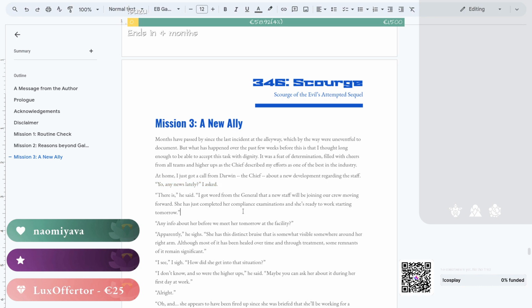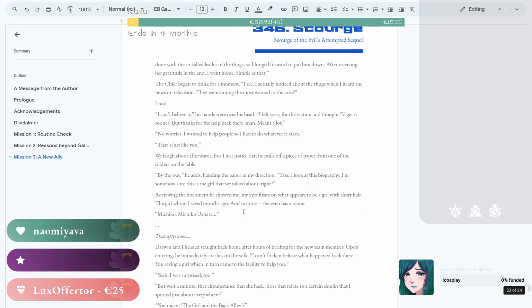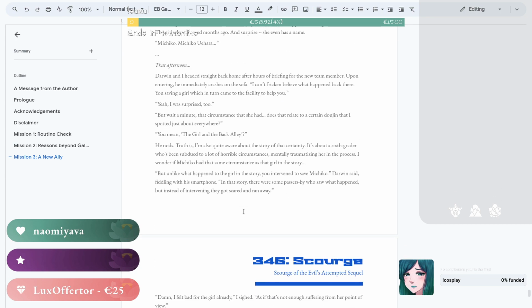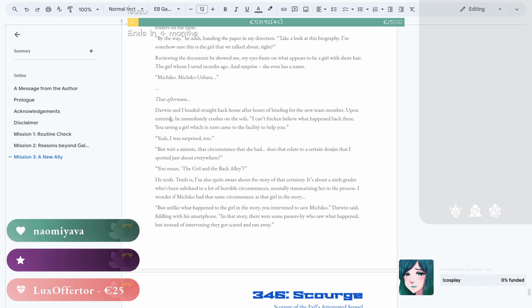Yo, any news lately? Let's see what I can hit there. That's really great. Next is Darwin and I. Darwin is actually Darwin Umpenko. Well, he's the chief of the committee where Agent 346, our hero, is designated. So, yeah. Darwin and I headed straight back home to the house to brief about a new team member, and then immediately crashed on the sofa.